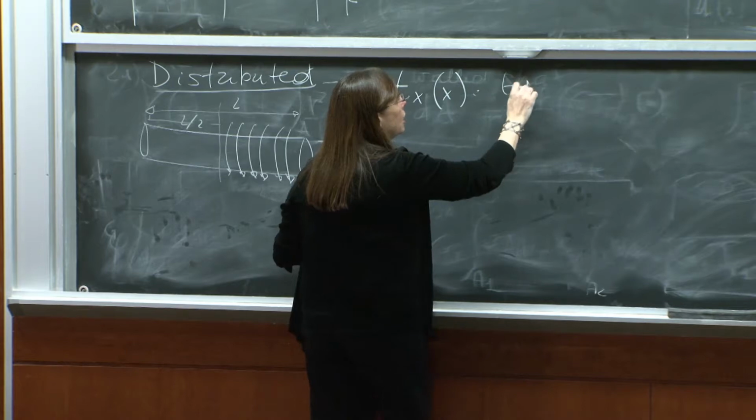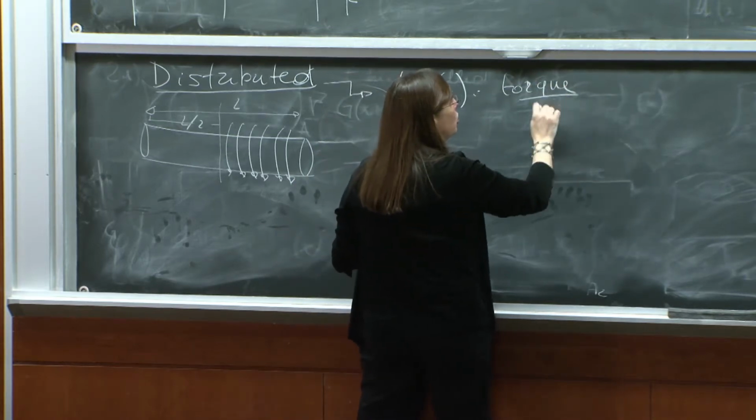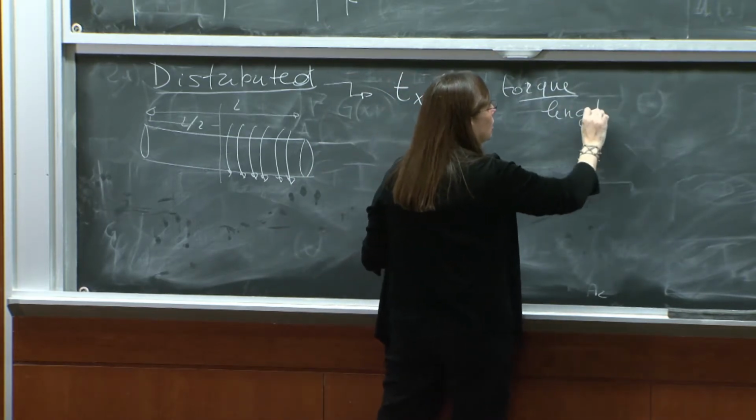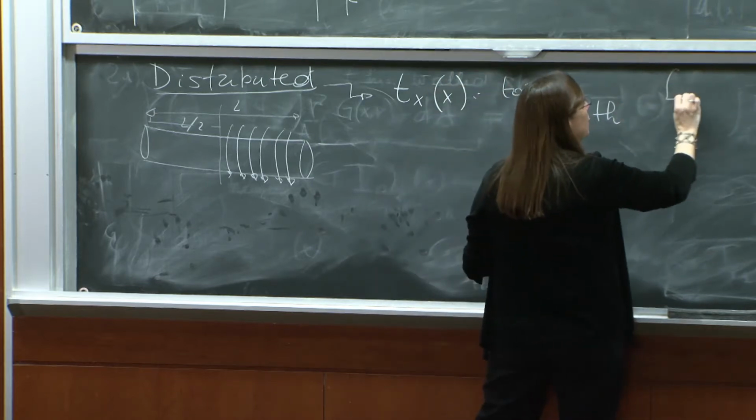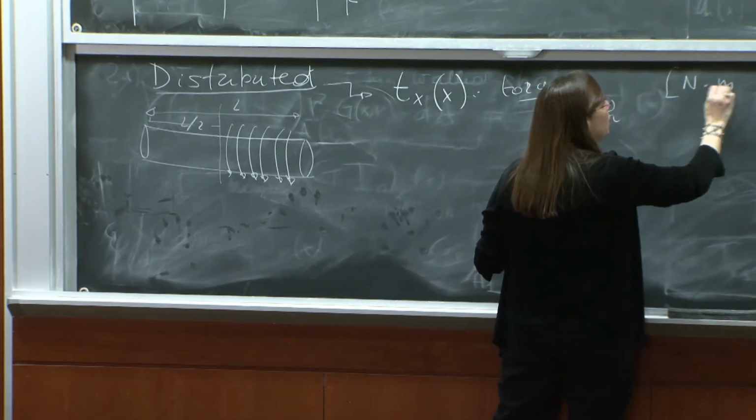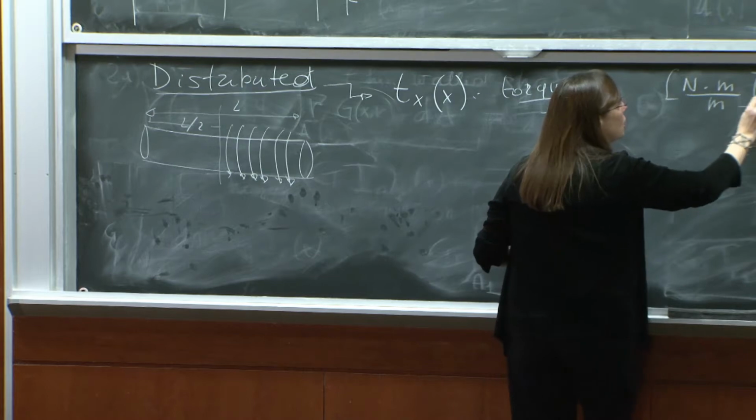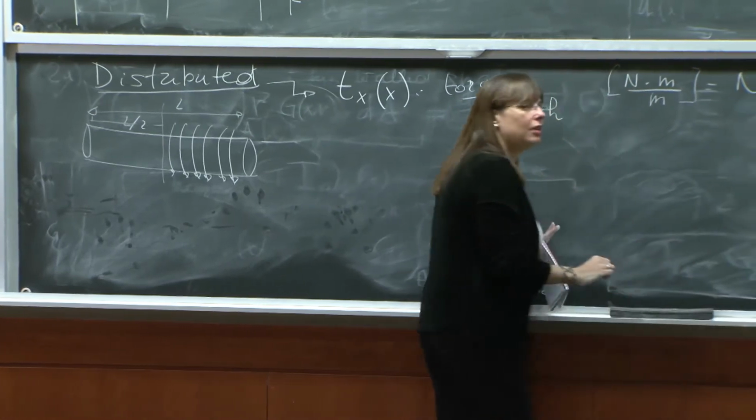Okay? So distributed torque is called t_x of x, and it is torque per unit length. And of course, the units are Newton times meter per meter. So the units, funny enough, come out in Newton. Isn't that funny?